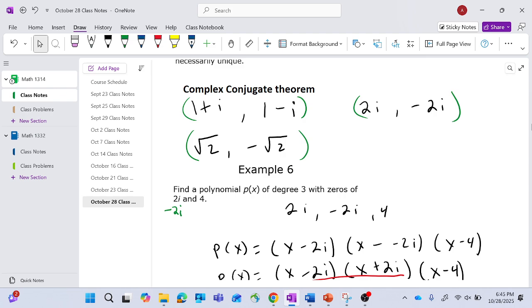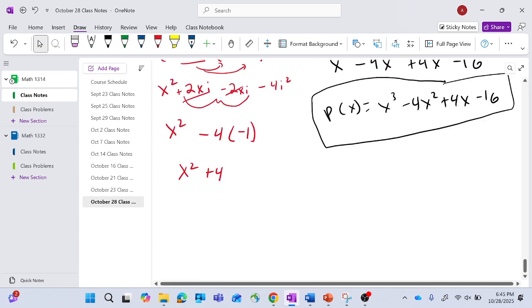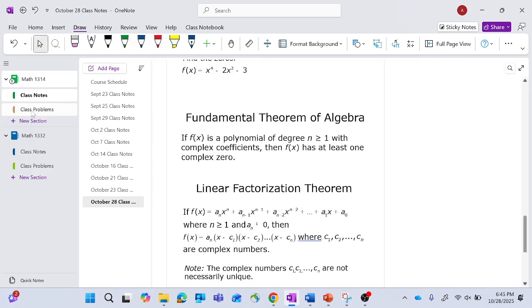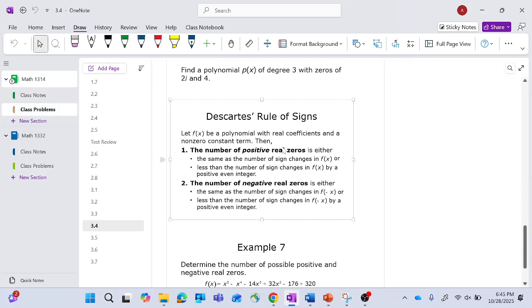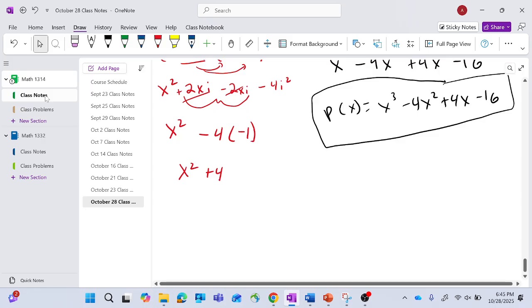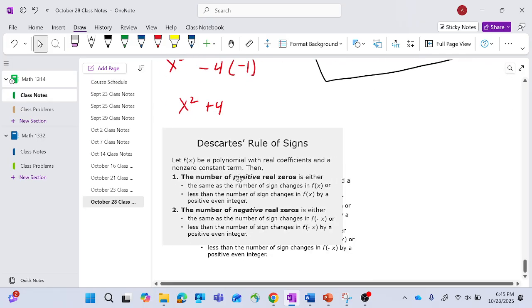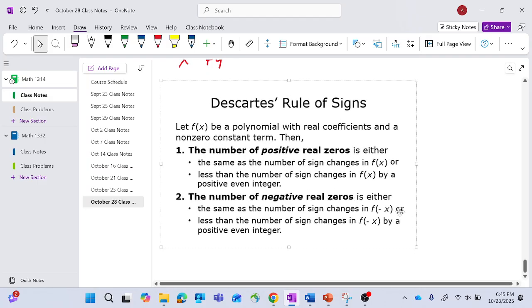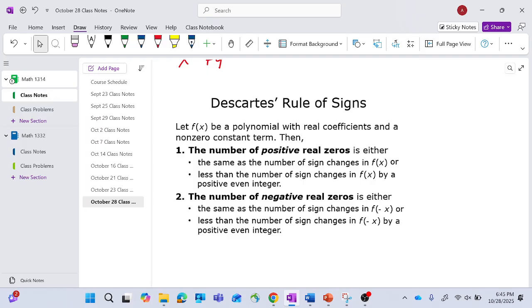Ready to keep going, guys? All right, let's keep going. Descartes' rule of signs. So copy this all down, and then I'll explain it. But essentially, what we're doing, well, actually, write it down first, and I'll explain it.